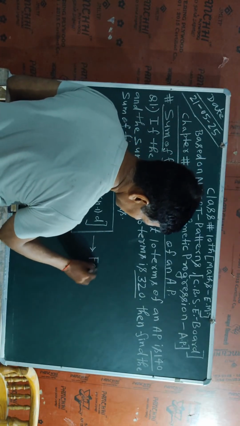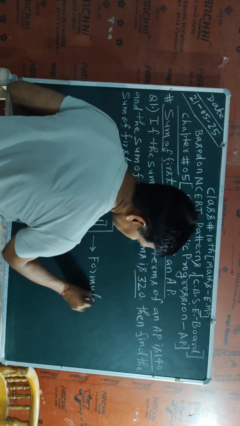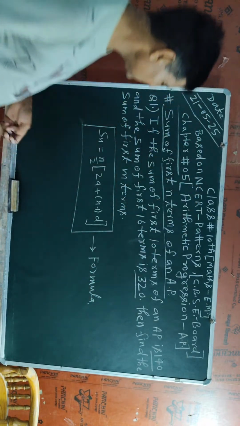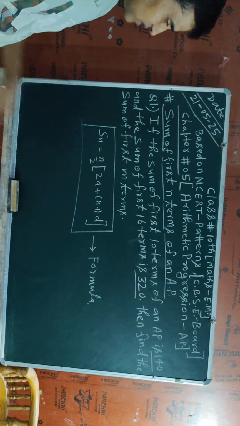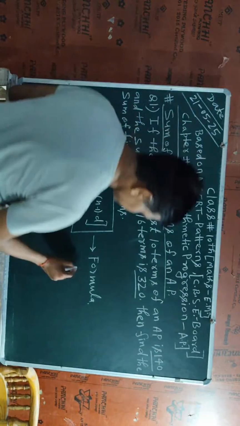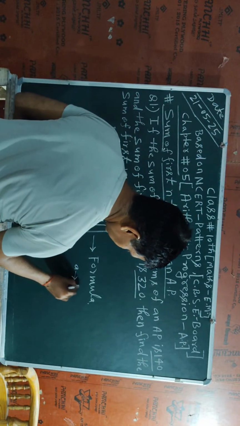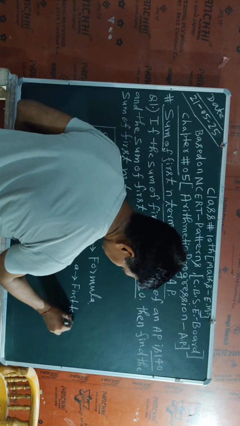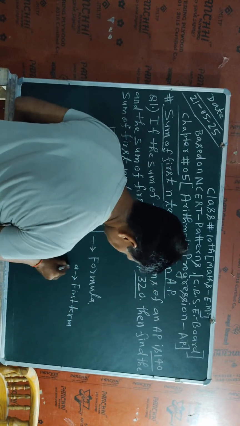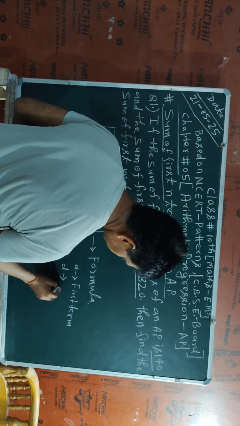Okay student, this is the formula to get the sum of the first n terms of an arithmetic progression. Here a is the first term of an AP series, and d is the common difference.